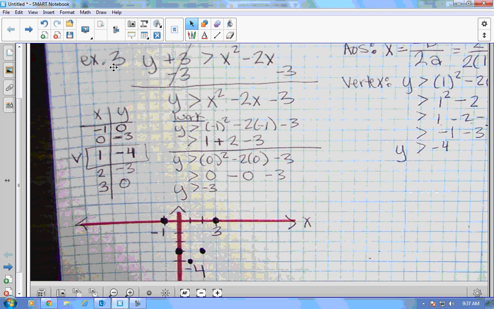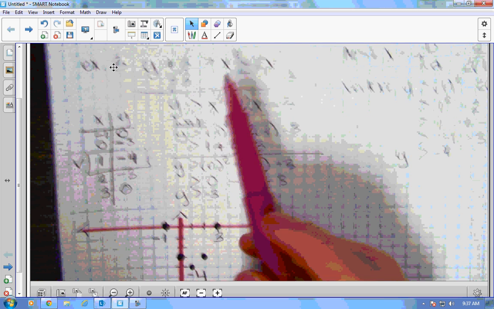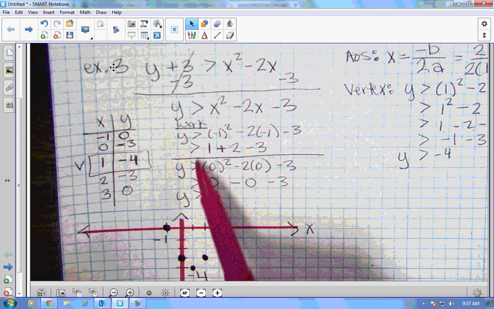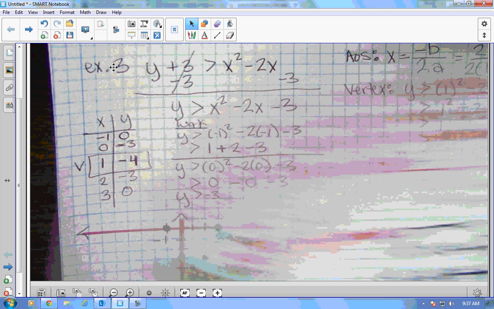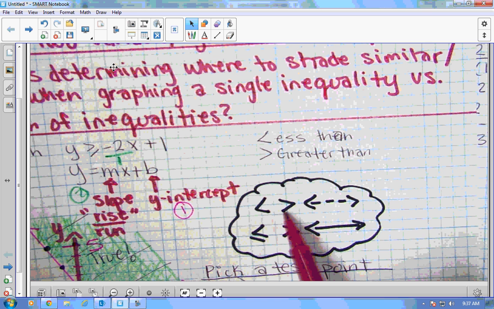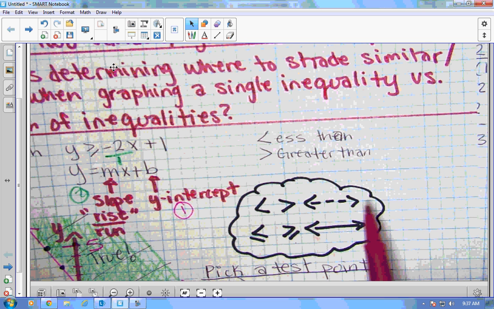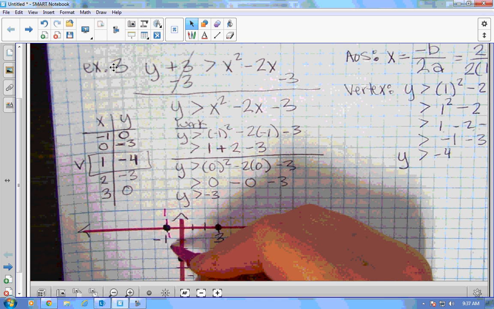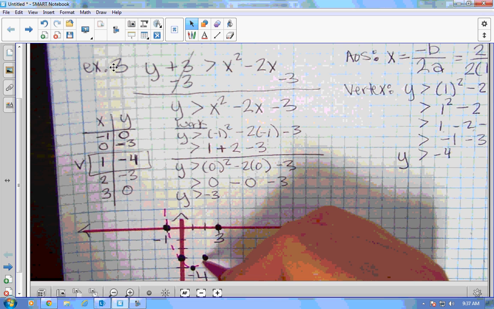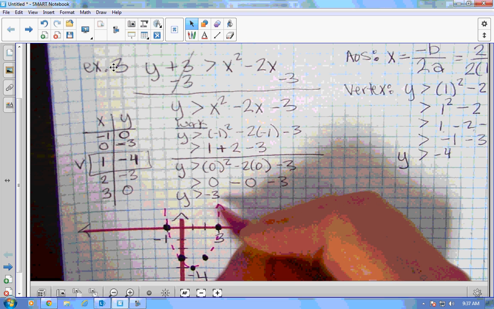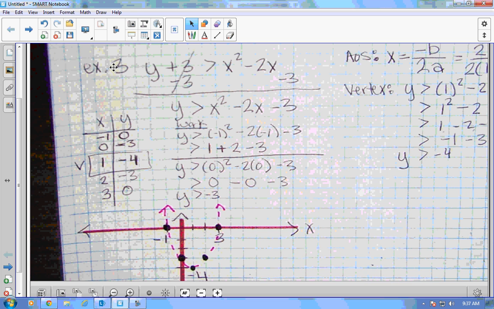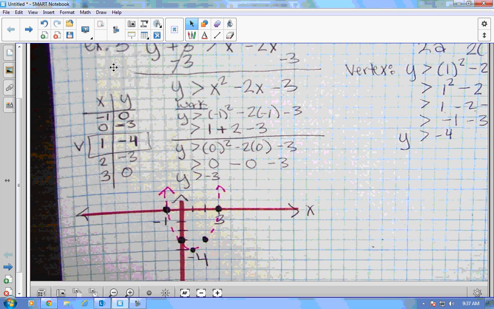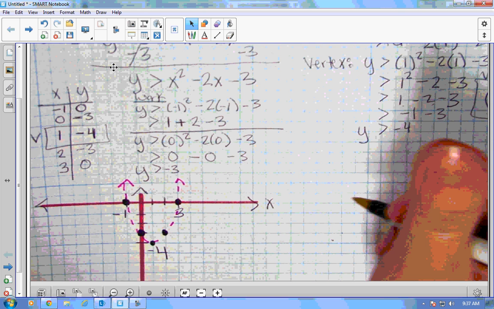Now, before we connect these, we have to determine, is it closed or open? We determine that by looking at the sign. Look at the sign all the way through this. It's always just greater than, no line. So if you look at our notes before, no line, no fills, so it's going to be dotted. This is a different type of parabola than we've seen before. So put a little dashed or dotted parabola, still with arrows though. Now we have to determine where to shade. We determine where to shade by picking a test point.